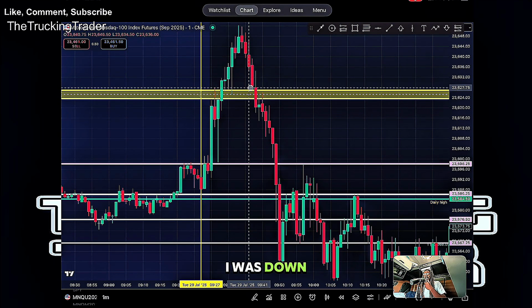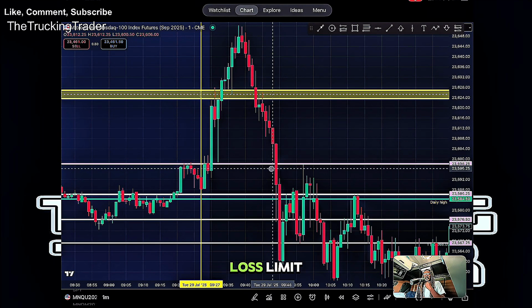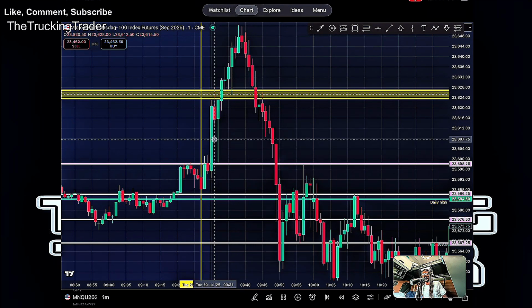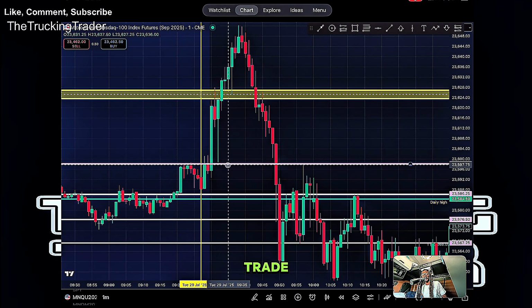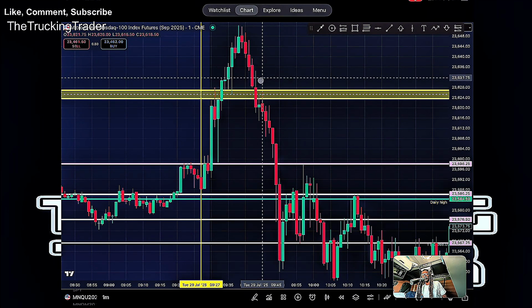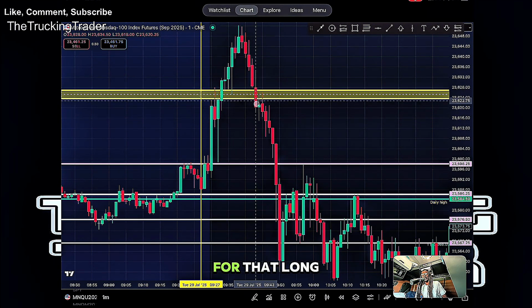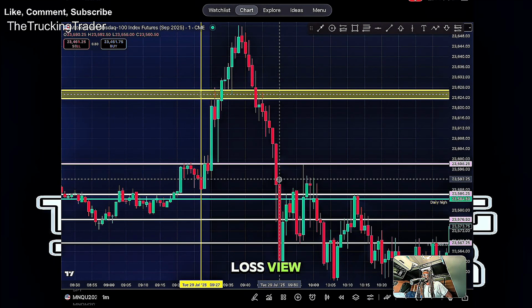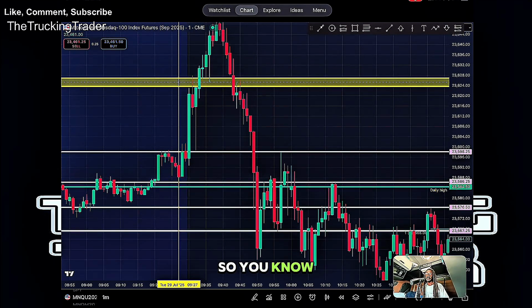But I was down about 400, hit my daily loss limit, then I was down about 500, because as you guys can see, I was taking this trade, my stop loss was right here. You guys can see I wasn't in the trade for that long. As soon as I got in, it pretty much went right to stop loss. So that was my first loss of the day.